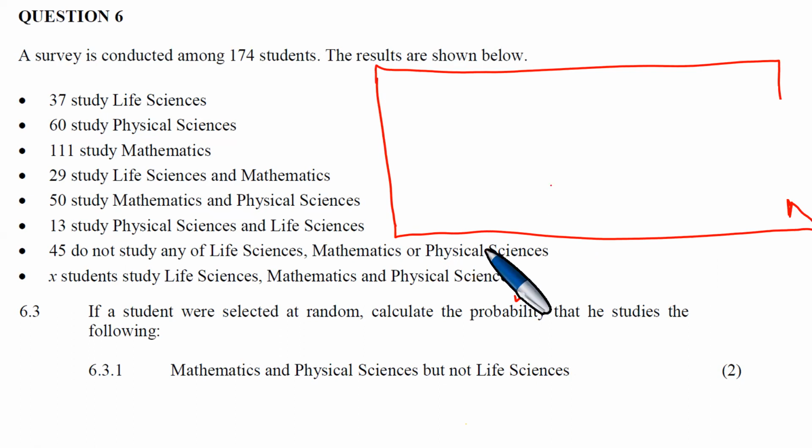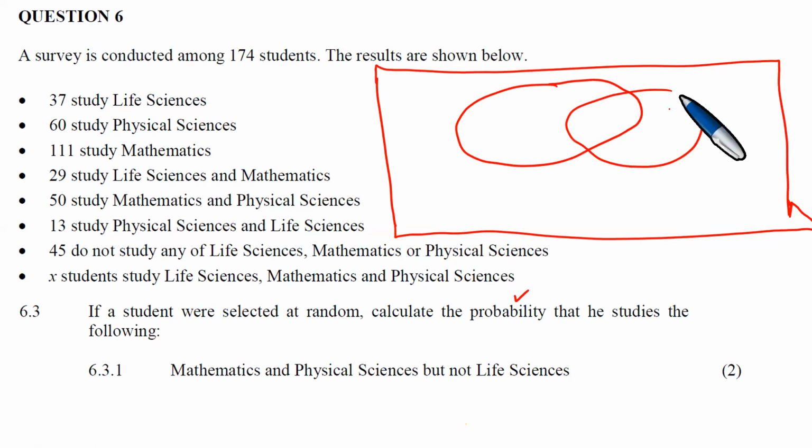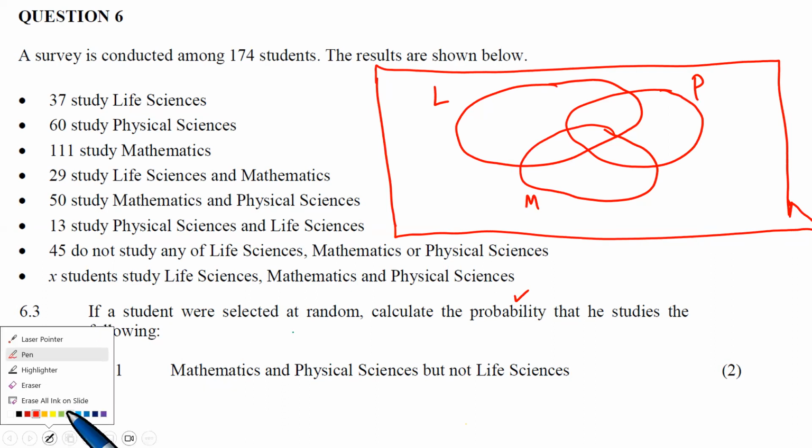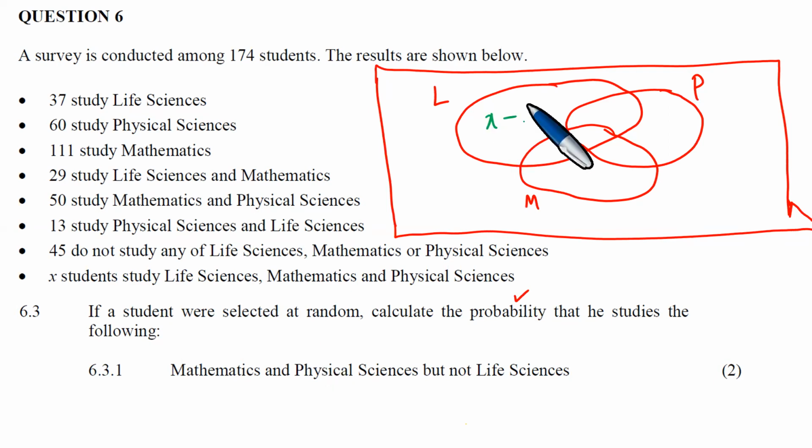Right, so here is the Venn diagram, and we remember there were events here, an event like this, another event like this, another event like this: life sciences, physical sciences, mathematics. Now, this was exactly X without 5, X minus 5, 13 minus X. This was X minus 3. This was 50 minus X. This was only just X. This was 29 without X. This was 32 plus X. This was 45. All right.